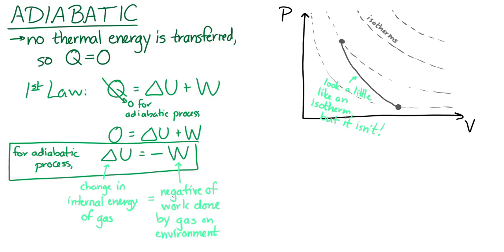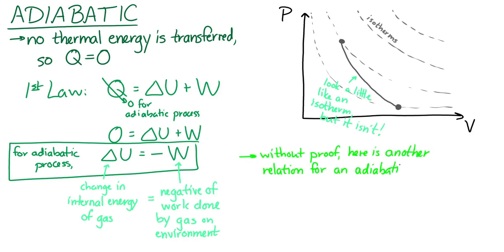Now, without proof, I'm going to give you another relationship having to do with an adiabatic process. Turns out, for an adiabatic process with an ideal monatomic gas, we also have this relationship. P times V to the 5/3 is equal to a constant.